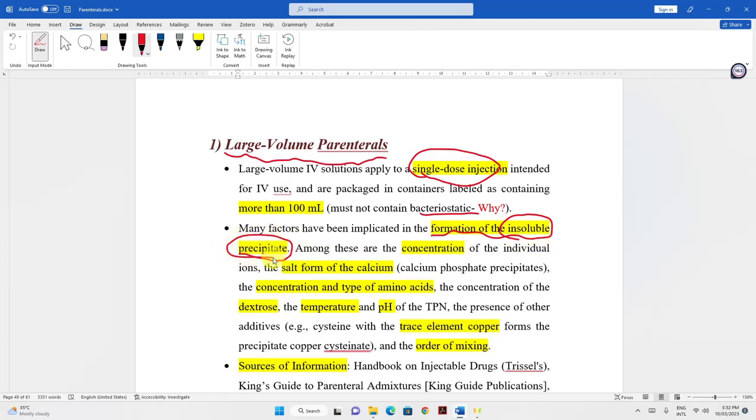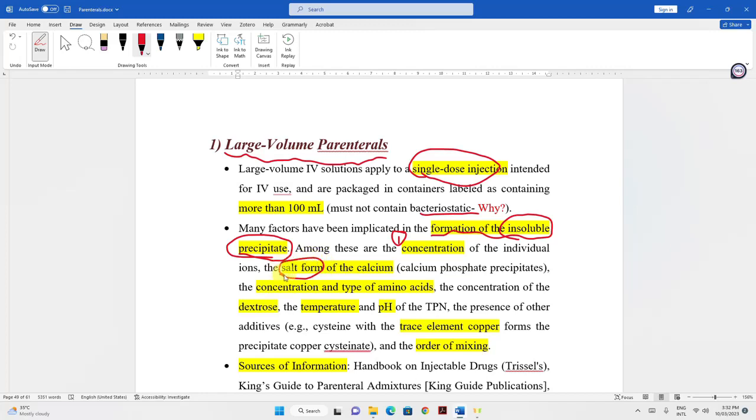And what will happen if there is precipitate and it's infused in the veins? It may block some of the veins, and the patient might suffer from severe problems because of that. Okay, what are the factors affecting whether a precipitate will form or not? First, number one, the concentration of individual ions. Okay, of course, the higher the concentration, the possibility of precipitation can increase.